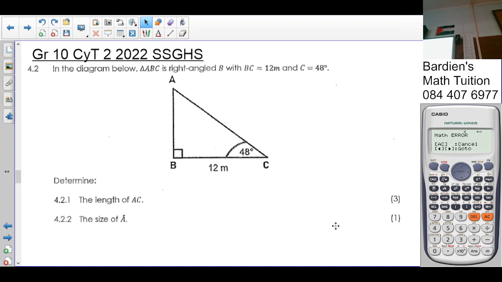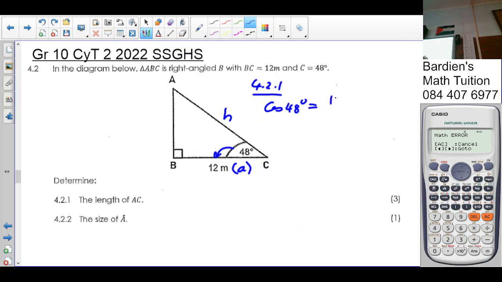In question 4.2, it says determine the length of AC. So we got 12, we got 48 degrees. Yes, AC. What is AC relative to the angle? It's your hypotenuse. We have our adjacent. So which trigonometric function am I going to use in order to calculate AC? Cos. So it's going to become cos of 48 degrees equal to adjacent, which is 12, over hypotenuse, which is AC. So naturally that's over 1, I cross multiply. So AC cos of 48 degrees is equal to 12.